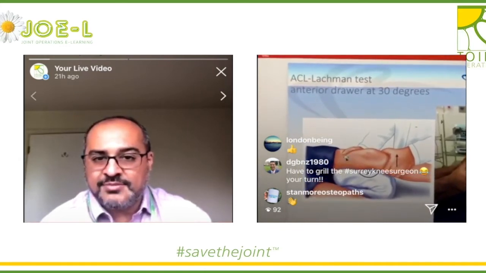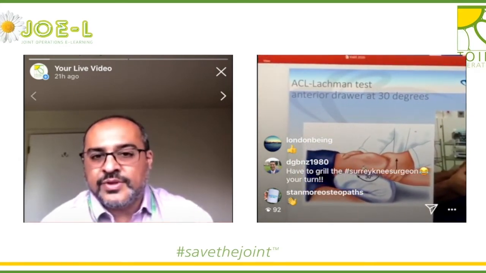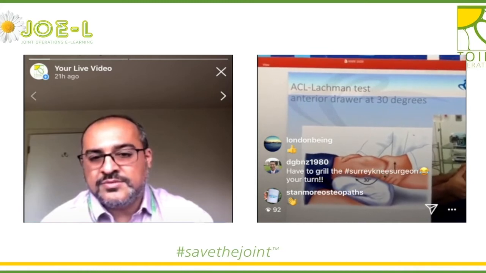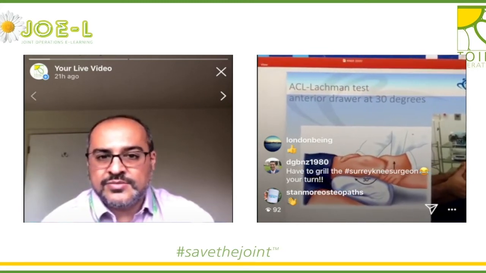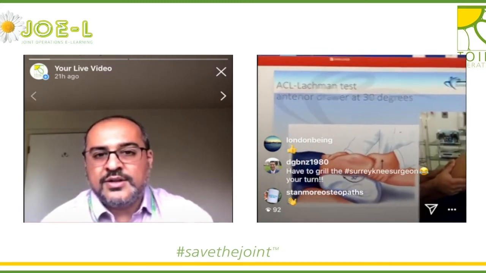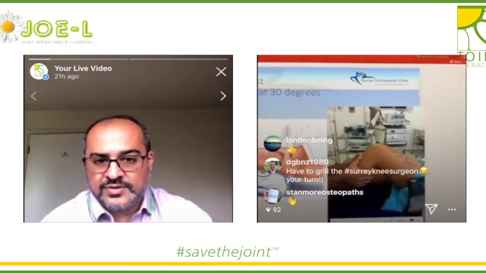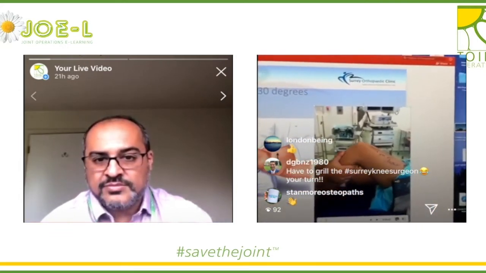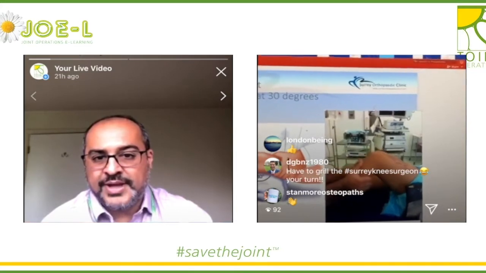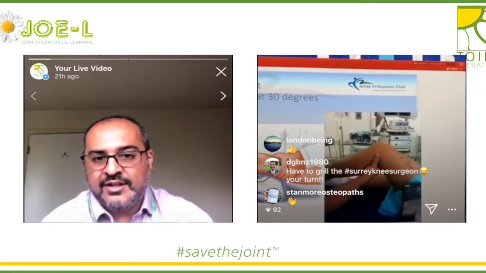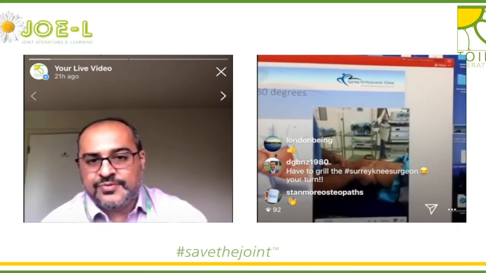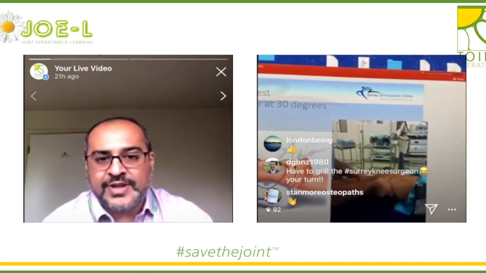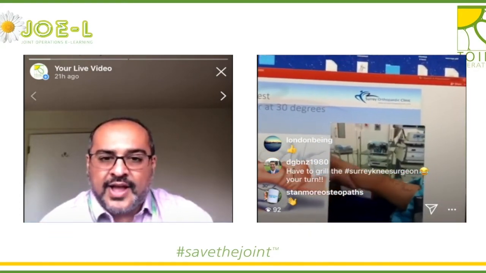That's the Lachman test. One hand firmly fixed on the femur, at about 30 degrees, and you're pulling the tibia forward. This is an intraoperative view of a Lachman and a pivot shift. Wow, that's big. You can really see that translation of the tibia coming forward on the femur. And you can hear the pivot here.